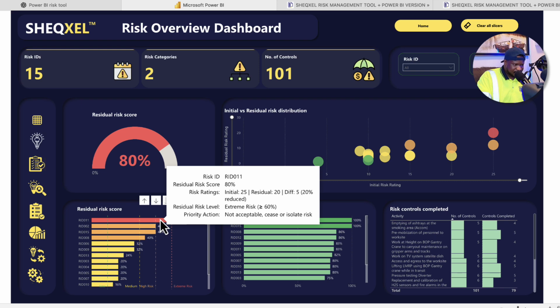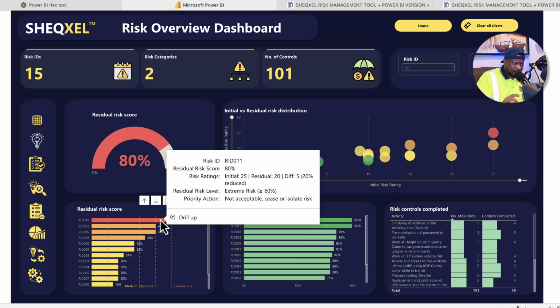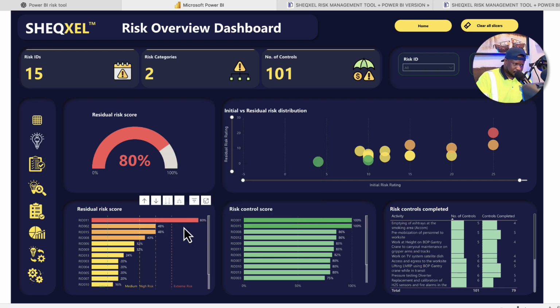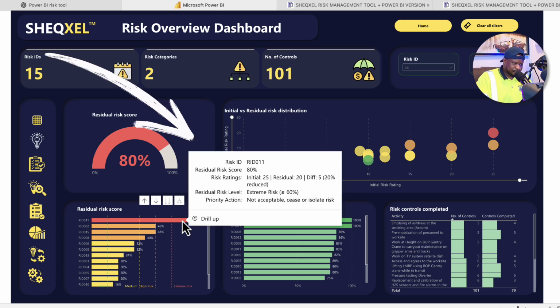So once you put a cursor on it, it's going to tell us the risk score is 80%. What accounts for the 80%? You can see it right in there. The initial was 25, the residual was 20. And for that reason, there was a difference. There was a reduction of only 20%. So the score is 80%. Where does the score fall? The score falls within the threshold of extreme because it exceeds the minimum threshold, which is 60%. And for that reason, the risk level is unacceptable right within it.